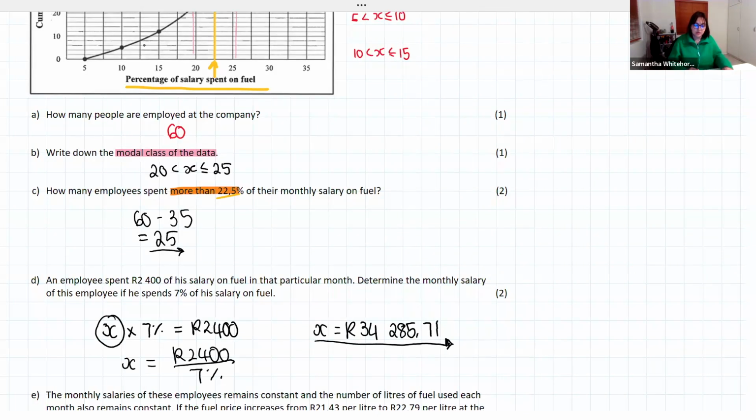So again, don't panic at the question, read it carefully. 2,400 Rand was spent on fuel, determine the monthly salary. If that 2,400 Rand represents 7% of his salary, 7% of his salary is 2,400 Rand. You use inverse operations to go back and calculate.